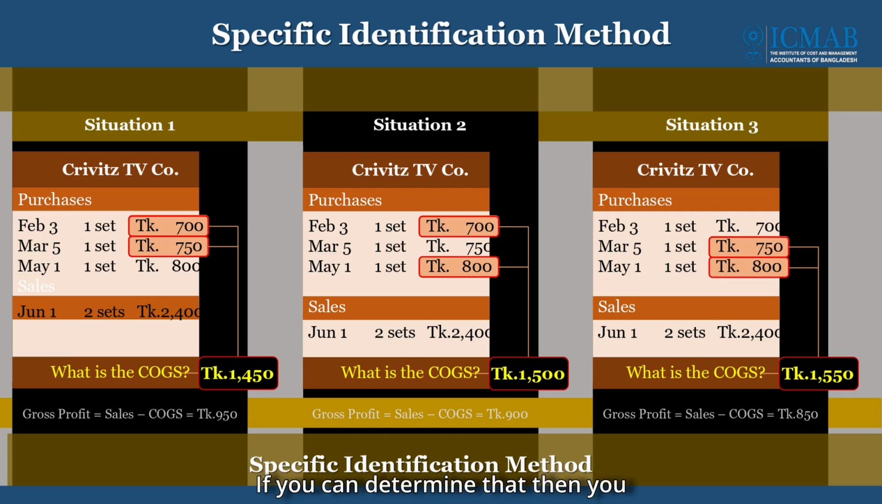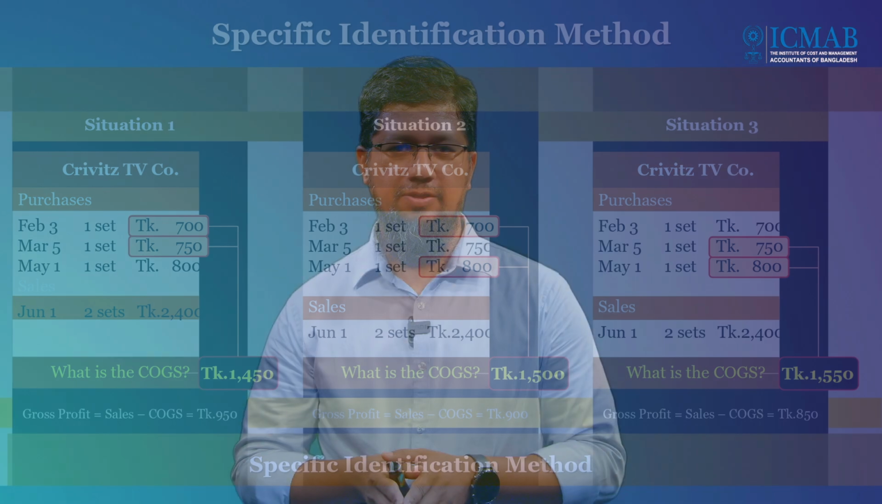Now, under the specific identification method, you have to determine which units you have sold. If you can determine that, then you can use this specific identification method. For example, under situation 1, you have identified that you have sold the TV which was bought on February 3 and another TV which you bought on March 5. So the cost of the TV bought on February 3 was 700, and the cost of the TV bought on March 5 was 750. So you can determine the cost of goods sold is 1450, and at the end of the year you can determine the value of inventory at Taka 800, and the gross profit is sales minus cost of goods sold, that means 2400 minus 1450 equals gross profit 950.